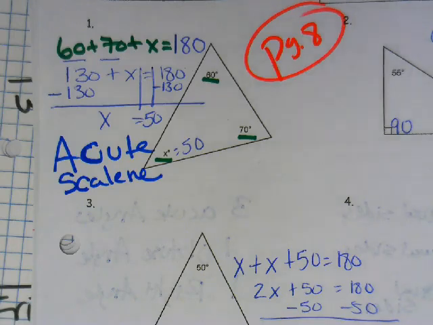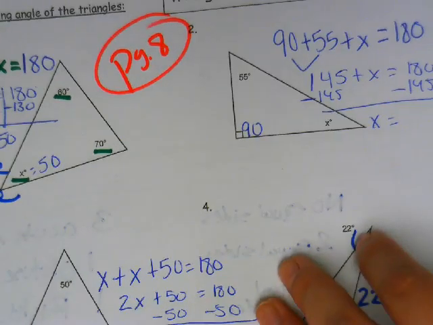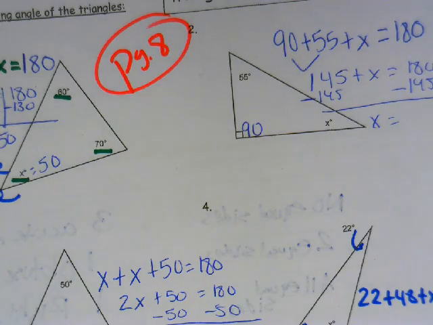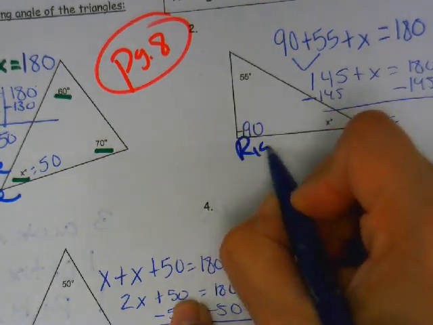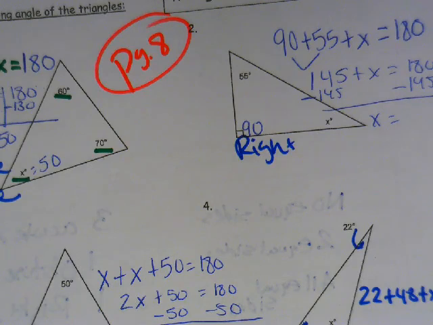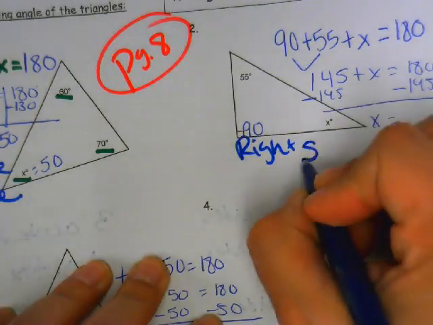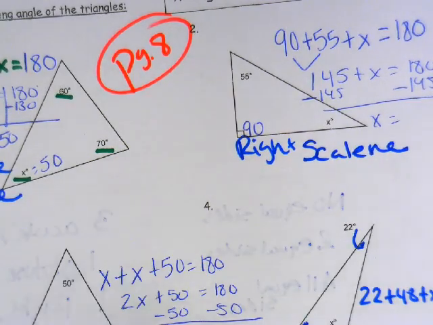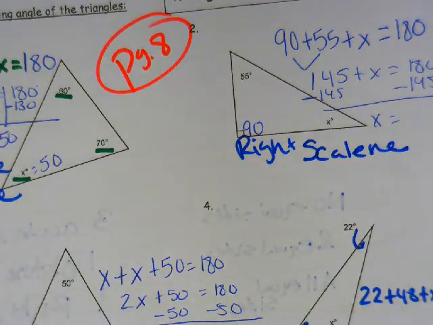All right, I'll do number 2 with you. What do we call the first name? Right. You see it has a 90 degrees. If it has 1, you're good. It's called a right. As soon as you see a 90 degrees, you're done. Now, are any of the angles equal? Nope. So none of the sides are equal. So this one's called a right scalene. Does the order matter? No. It's just easier to start with the angles.